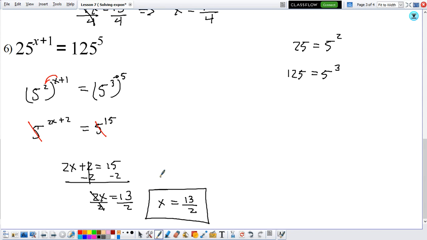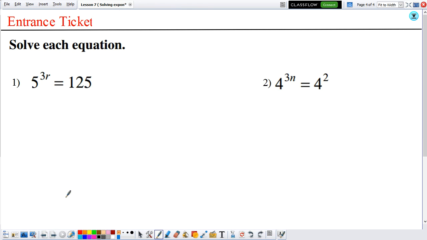So the main idea here is to make sure and try to see if you can write both sides using the same base, because the moment that they have the same base, you can go ahead and cancel each other out. Here's your entrance ticket. Try to solve the following.